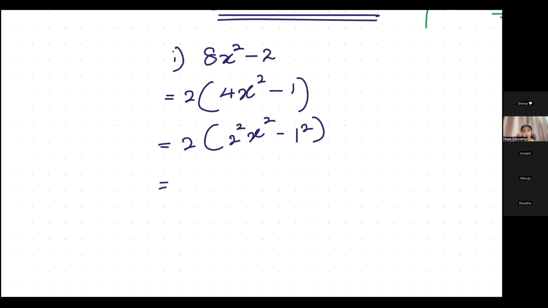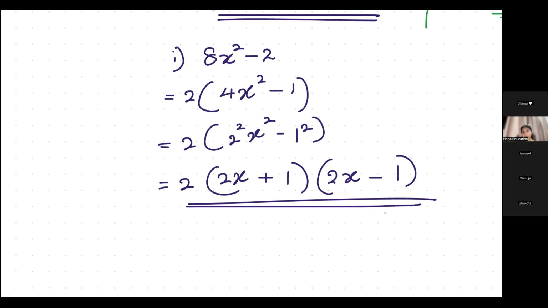So I'm going to open 2 brackets. From 2 squared, one 2 I put here, the other 2 I put here. From x squared, one x I put here, the other x I put here. From 1 squared, one 1 I put here, the other 1 here. So here plus, here minus. This is how you factorize this expression.